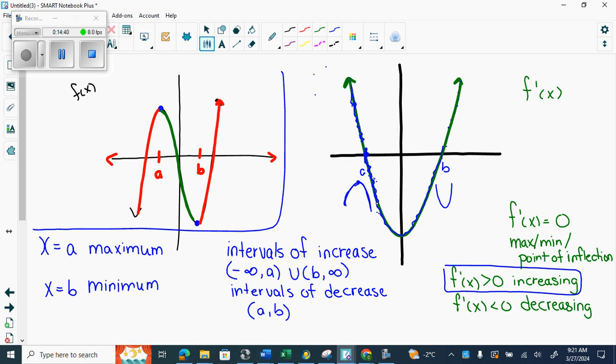If you can wrap your head around above is increasing, below is decreasing on the first derivative, you'll find this really easy. Okay? Does that make more sense? Yeah. Okay.